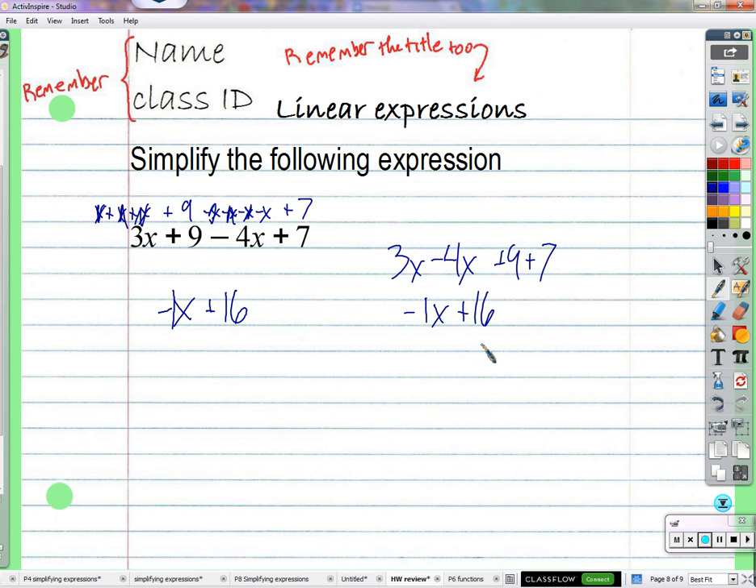1 through 15. So when you get back, you don't say, well, I didn't know there's homework. 1 through 15 on this piece of paper that I just gave you. Understood? Yes!